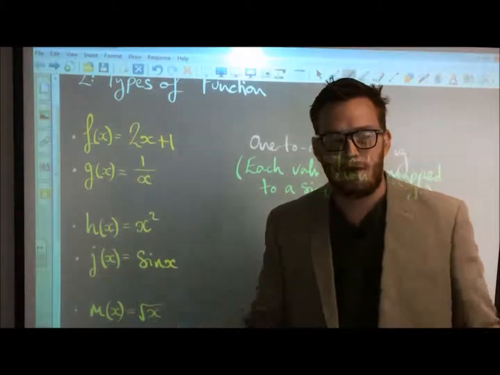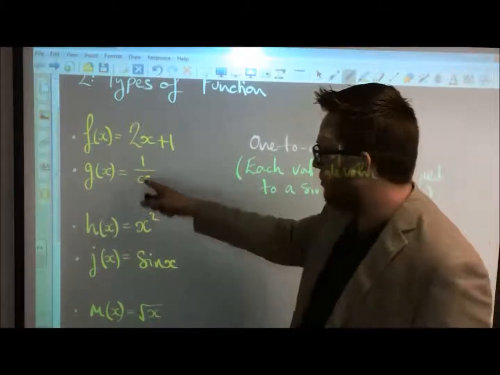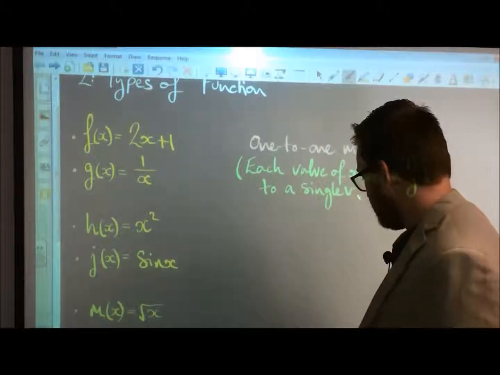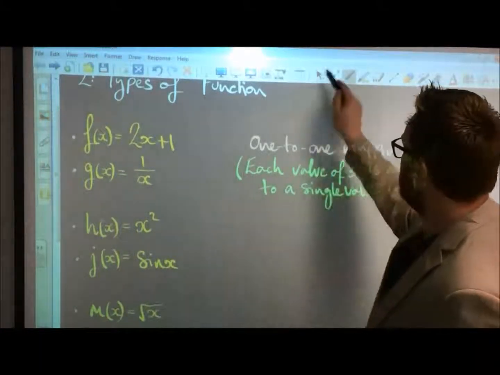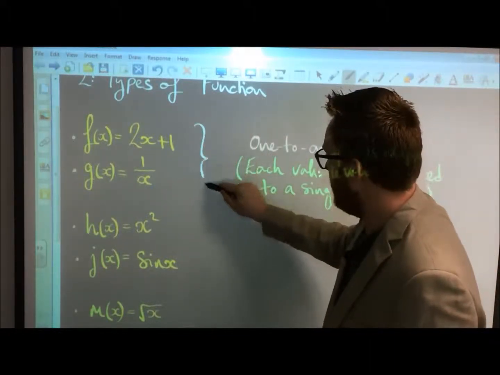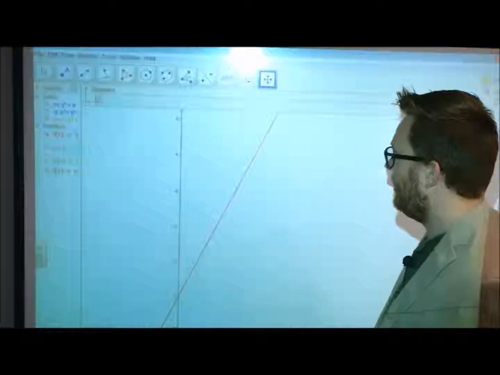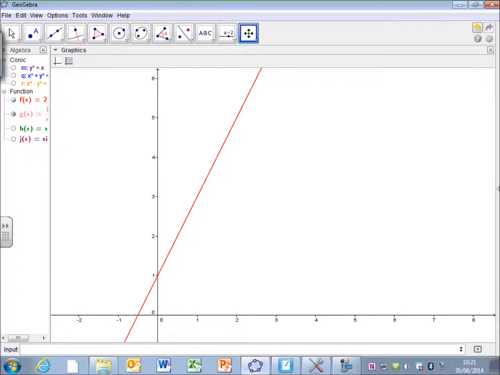So for every input, there's a corresponding output, and it's a one-to-one mapping. And the next graph, 1 over x, is exactly the same. It's a one-to-one mapping as well. So these are both examples of one-to-one mappings. And let's go back to GeoGebra and see what that graph looks like. That graph is this one here.